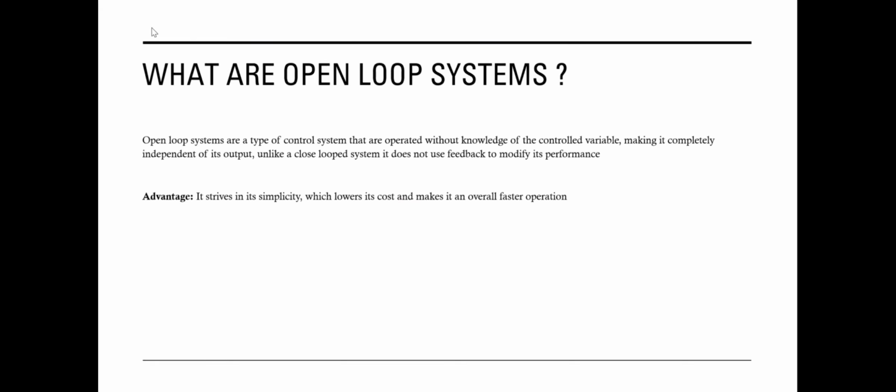So to start with the most simple control system that we'll be doing today, let's start with an open loop system. Open loop systems thrive in their simplicity. The basic concept of an open loop system is that it's a type of control system that is operated without the knowledge of the control variable.